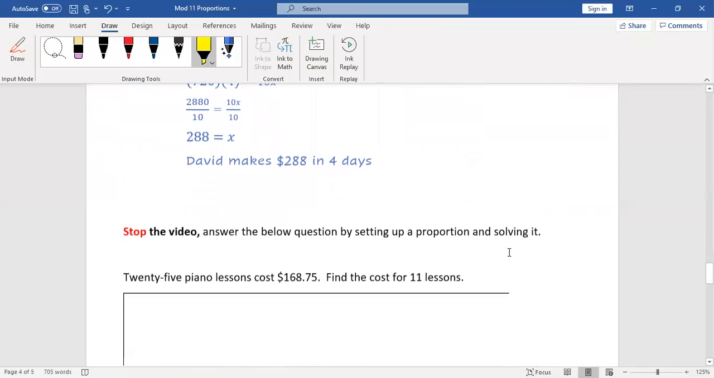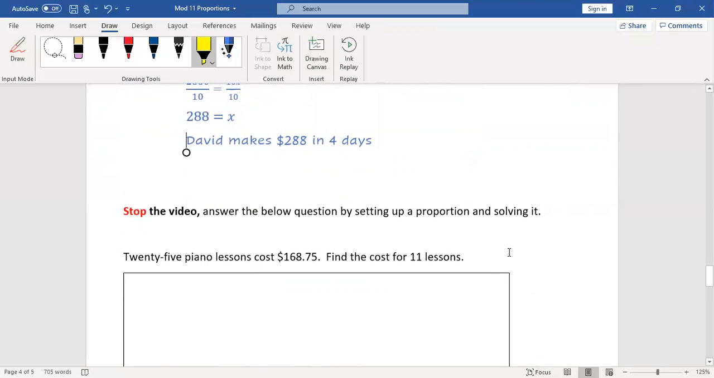Okay, it's your turn to try. Stop the video and go ahead and solve this word problem by creating a proportion.